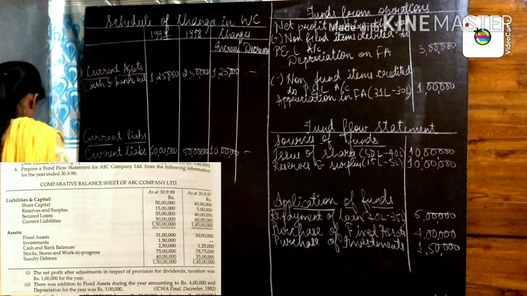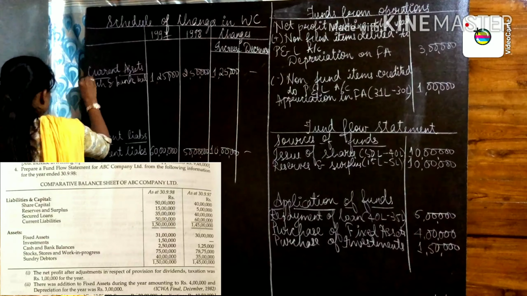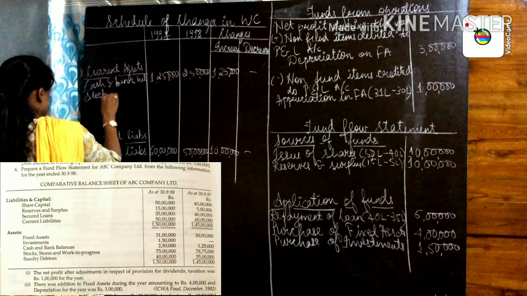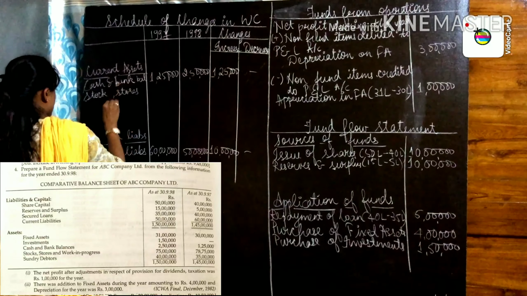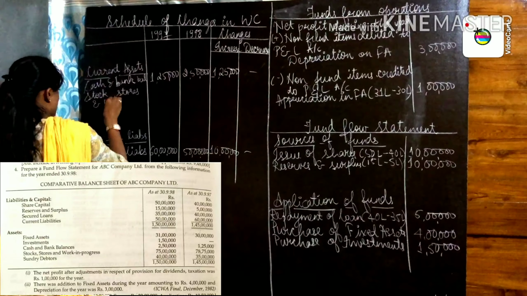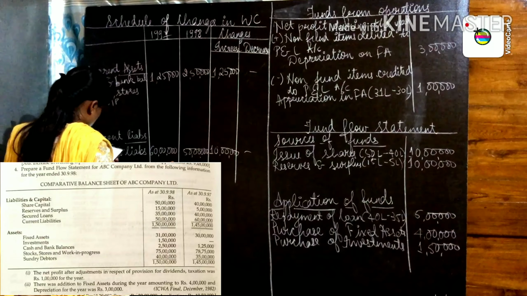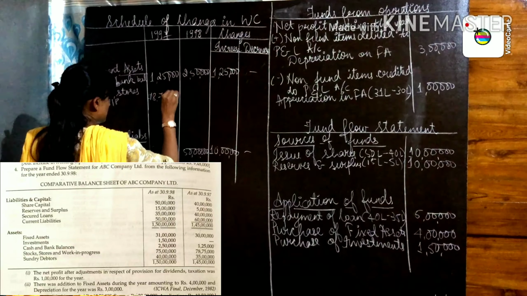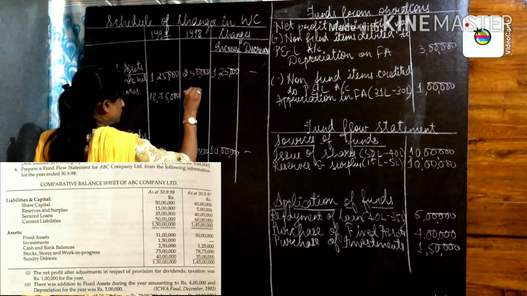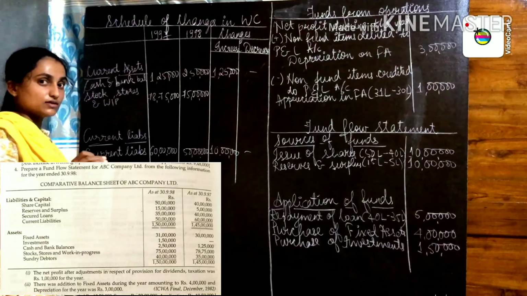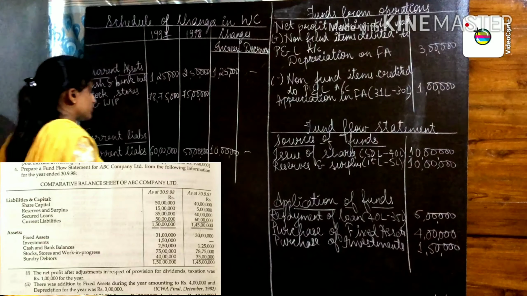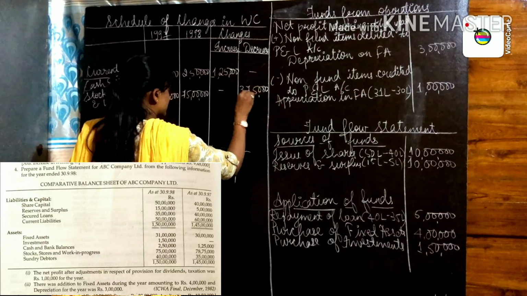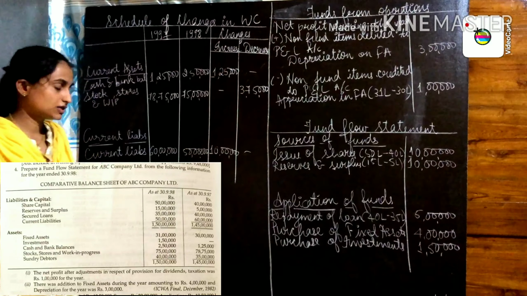Then the next item is stock, stores and work in progress. So for stock, stores and work in progress, the opening balance is 78,75,000 and the closing balance is 75 lakh. So there is a reduction to the extent of rupees 3,75,000. Direct relationship, there is a reduction, so we write it in the decrease column.